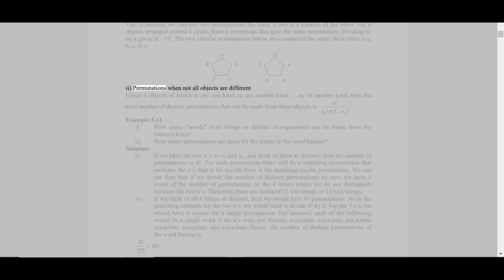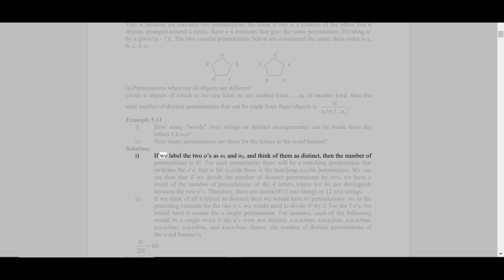2. Permutations when not all objects are different: given n objects of which n1 are one kind, n2 are another kind, ..., nk of another kind, then the total number of distinct permutations that can be made from these objects is n!/(n1! n2! ... nk!). Example 5.11. 1. How many words, text strings, or distinct arrangements can be made from the letters BKOO? 2. How many permutations are there for the letters in the word banana?